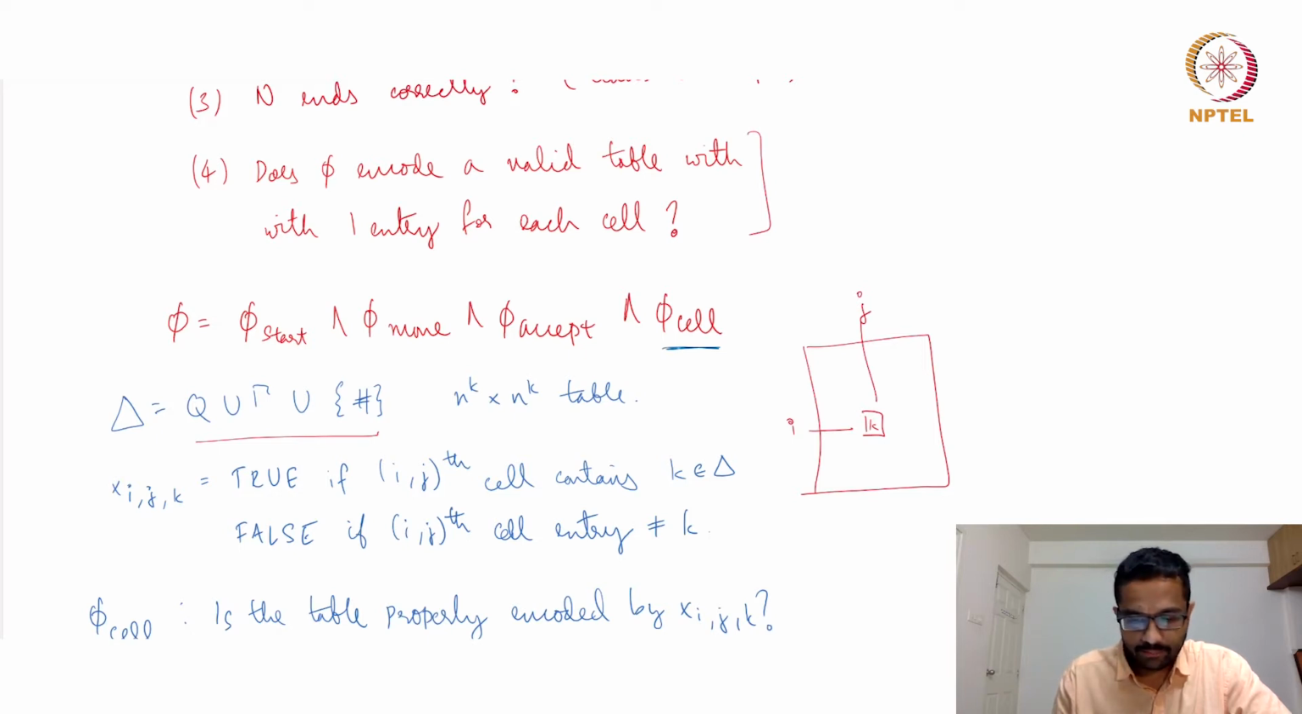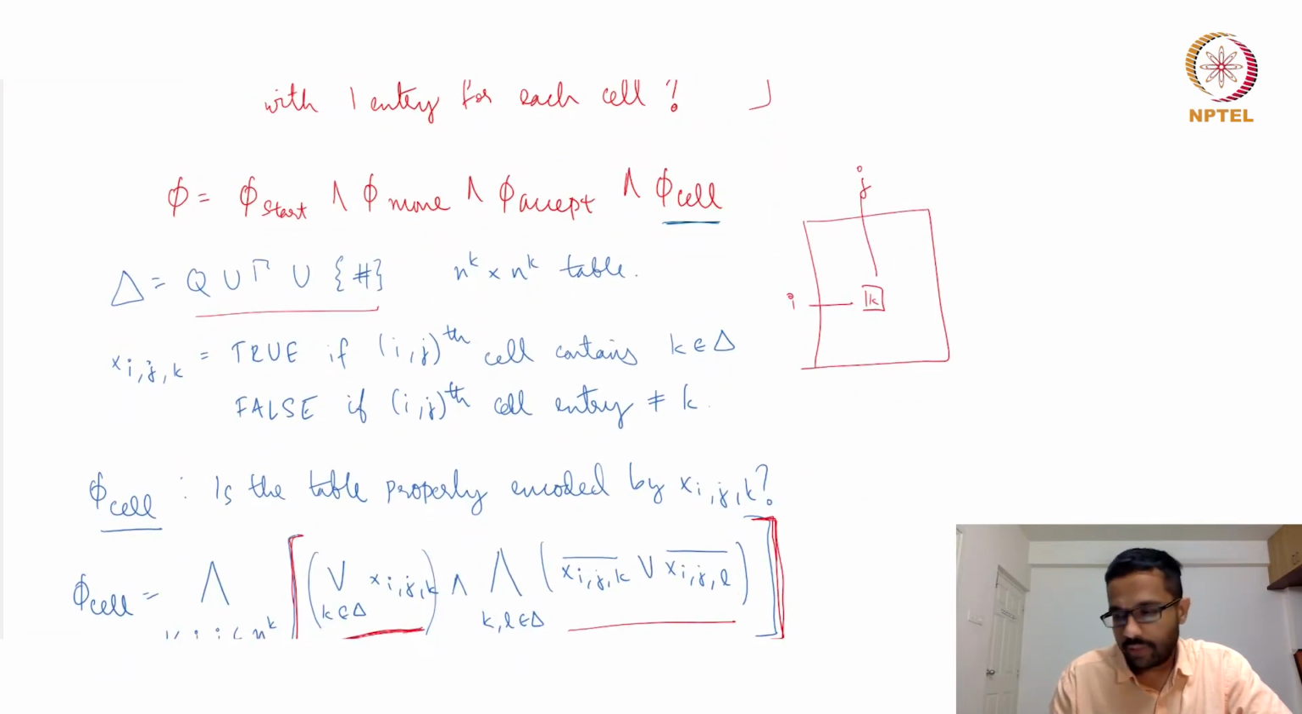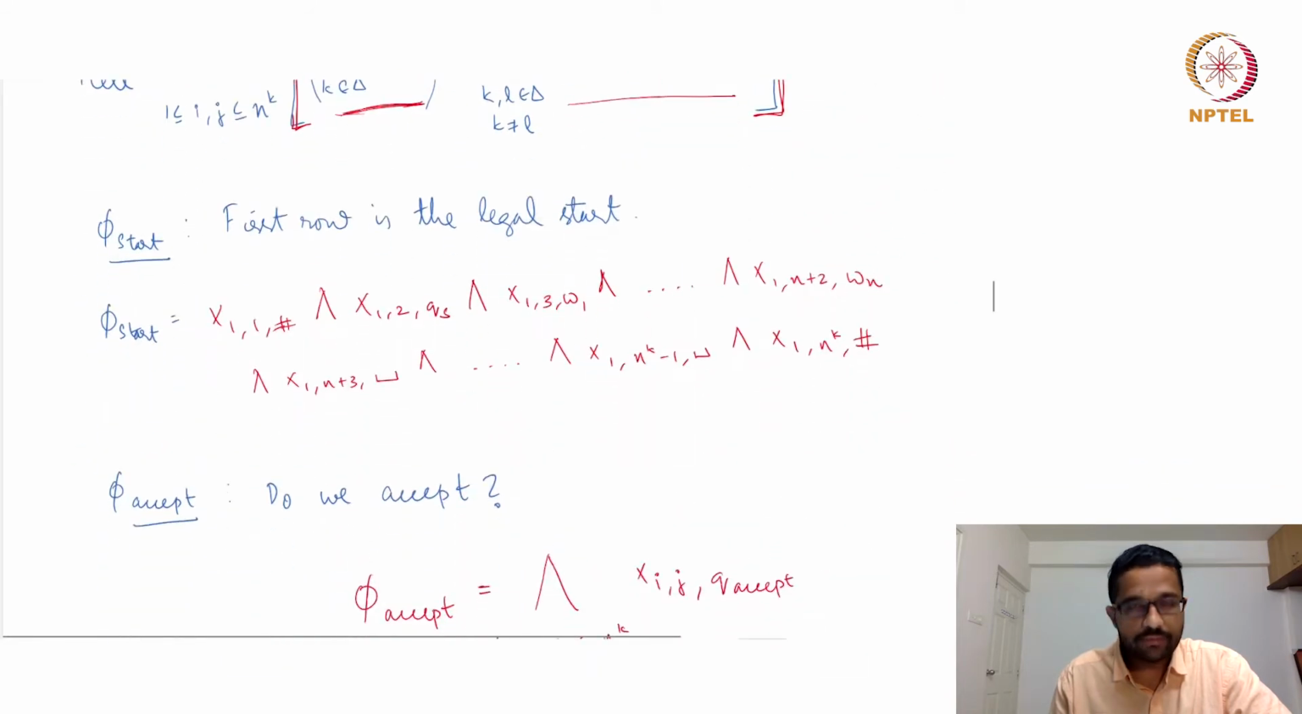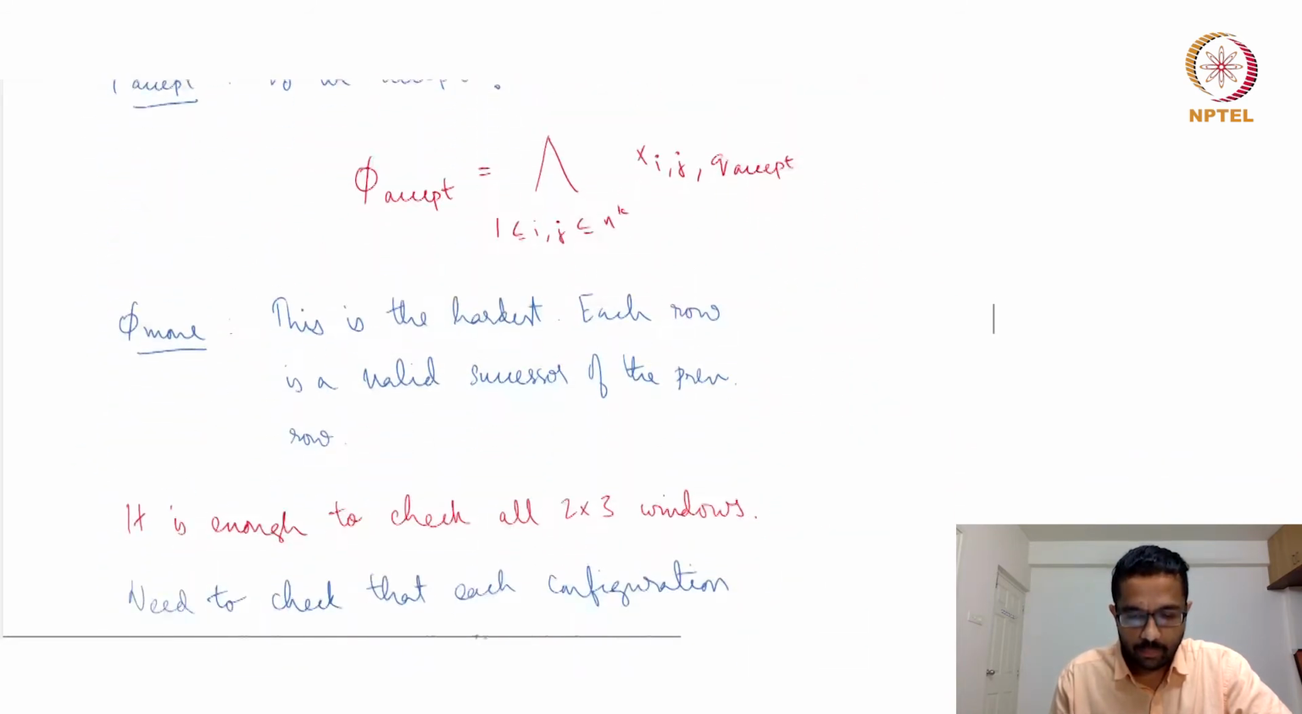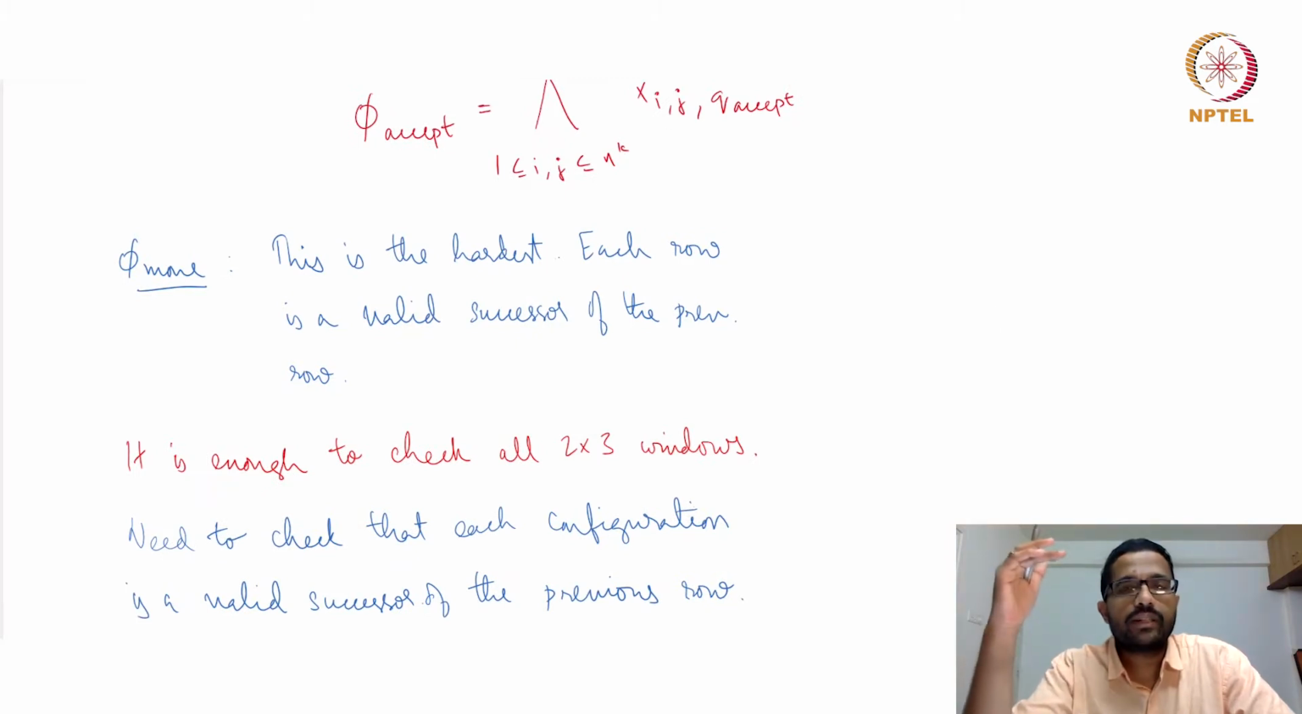And phi cell is checking whether this true false assignment is a valid setting of exactly one entry per cell. Phi start is checking whether the starting row is a valid starting configuration of the Turing machine on W, the input. Phi accept just checks whether there is an accept state anywhere in the computation table. And where we stopped is phi move, which is a formula where we had to check whether the entire sequence of moves is valid.